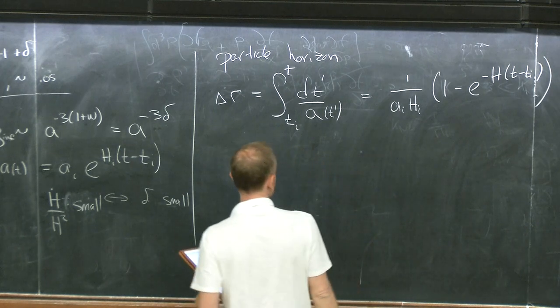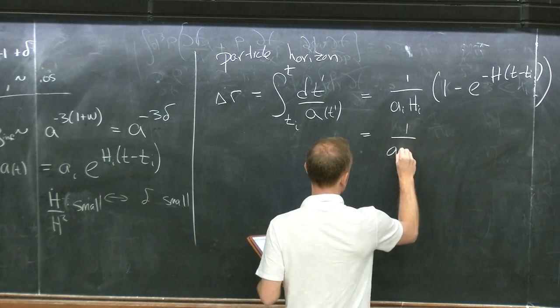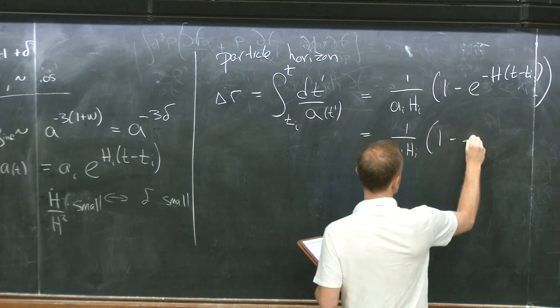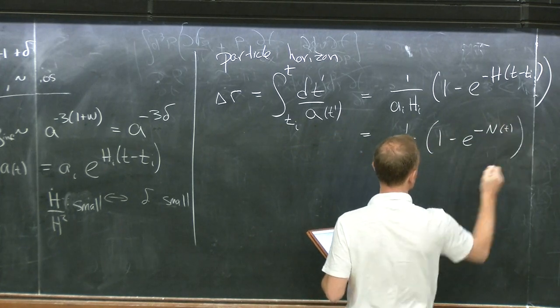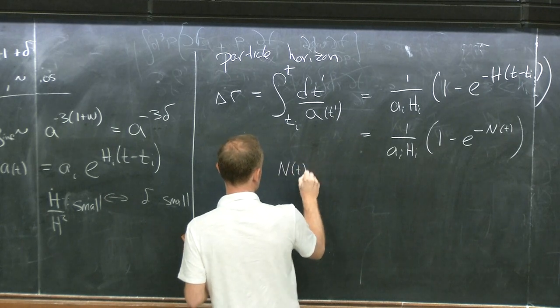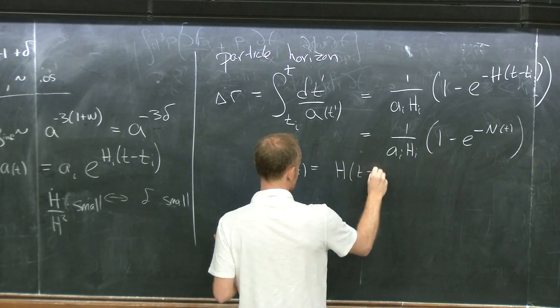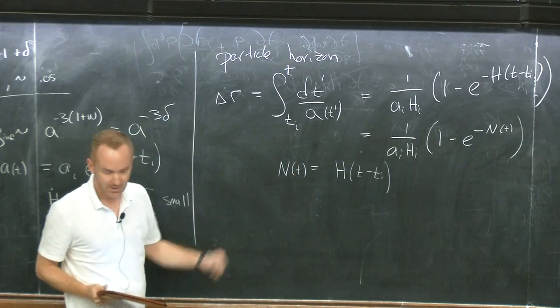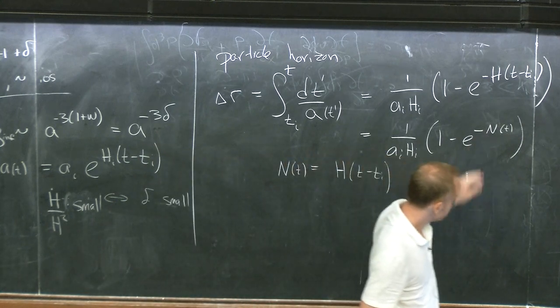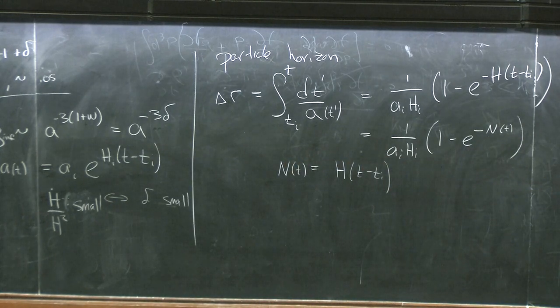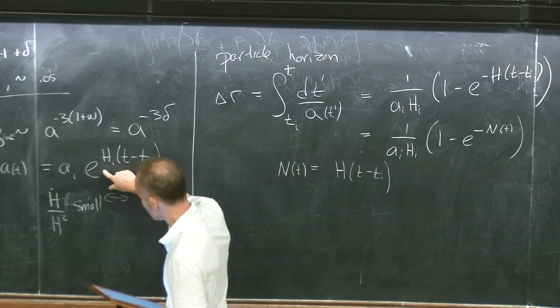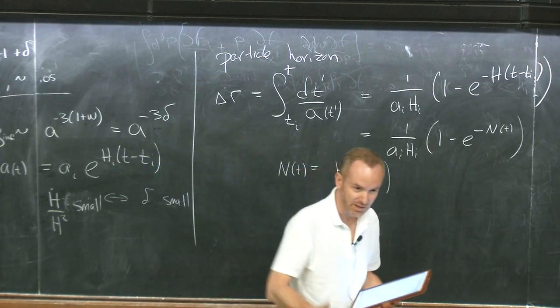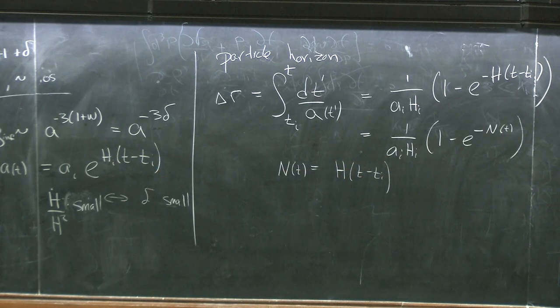Get this, which I can rewrite, where n of t is just h times t minus t initial. N is called the number of e-folds because as n increases, a gets multiplied by e. Okay, so it's like rather than doubling a, you multiply it by e. So it's an e-fold. So n is the number of e-folds.